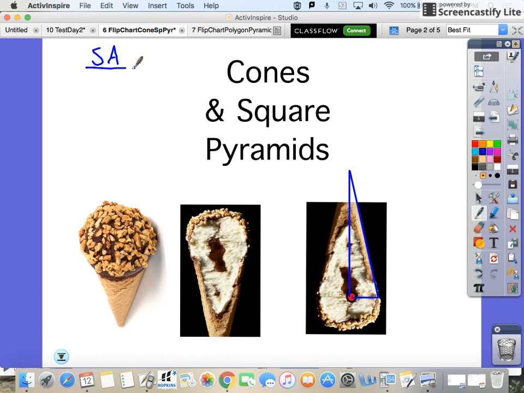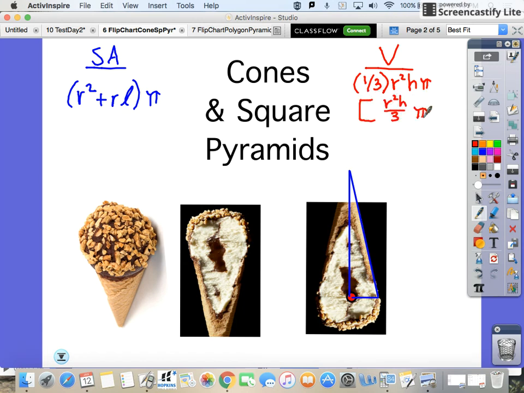So the first one for cones, I want you to change the surface area for cones into r squared plus r times L times pi. L is slant height, okay? L is slant height. We'll go over that again. And then for volume, I want you to change the volume of a cone formula to 1/3 r squared times h times pi. You could also rewrite this as r squared h divided by 3 times pi.